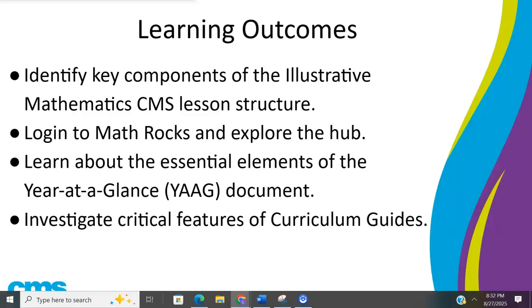Our learning outcomes for today are to identify key components of the Illustrative Mathematics CMS lesson structure, log in to MathRocks and explore the hub, learn about the essential elements of the Year at a Glance document, and investigate critical features of curriculum guides.